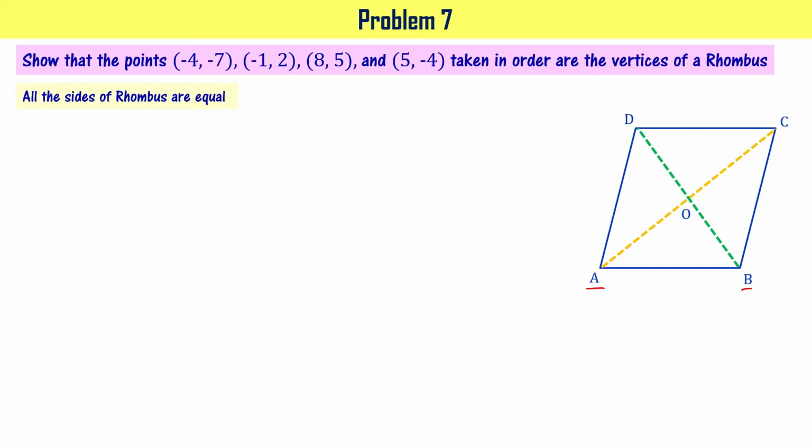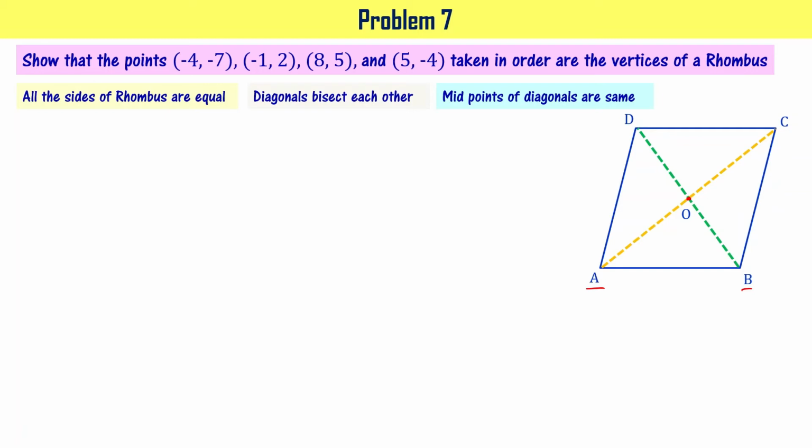And the other property is that the diagonals bisect each other. It means if you consider the midpoint of diagonal AC and the midpoint of diagonal BD, it is the same, that is O.